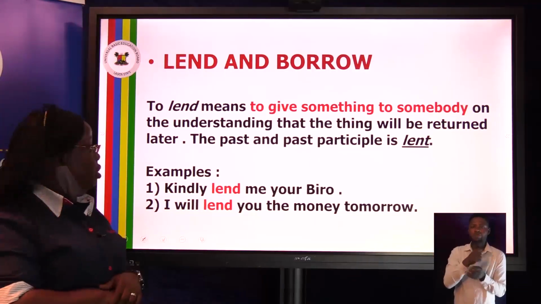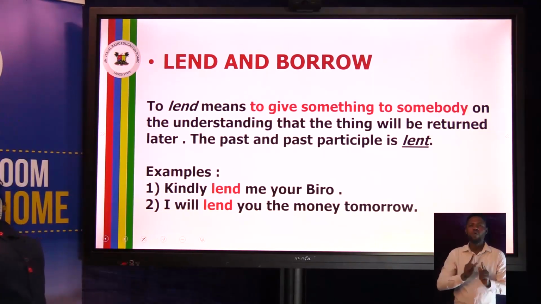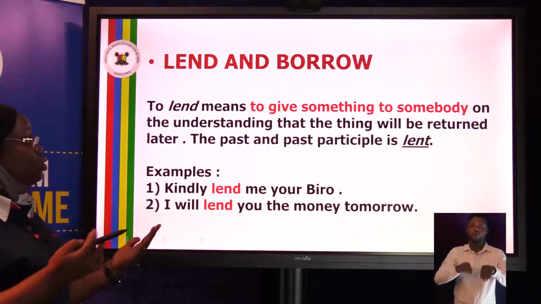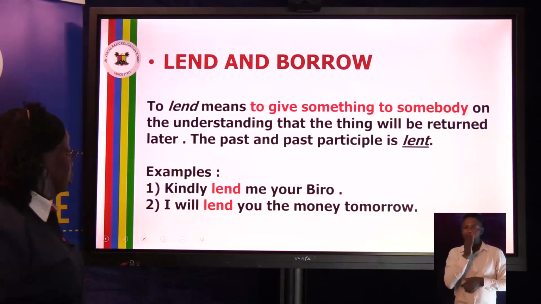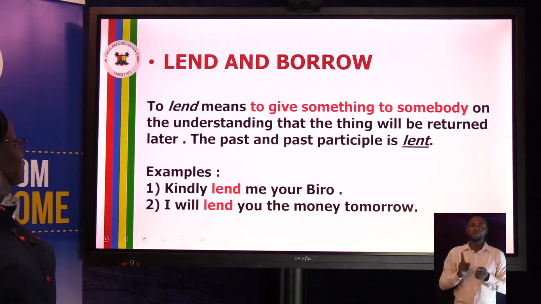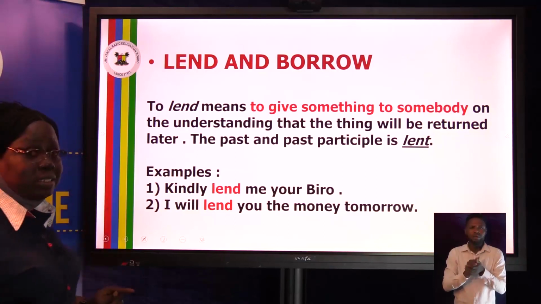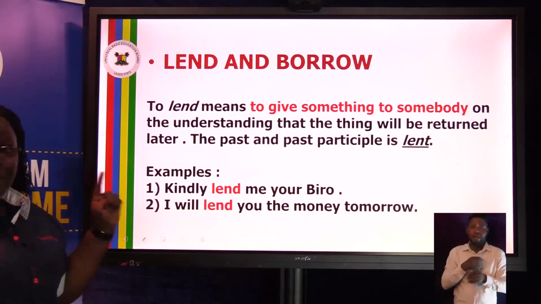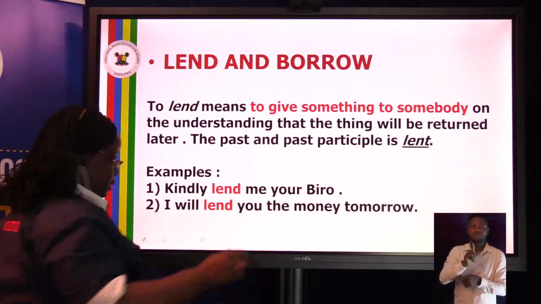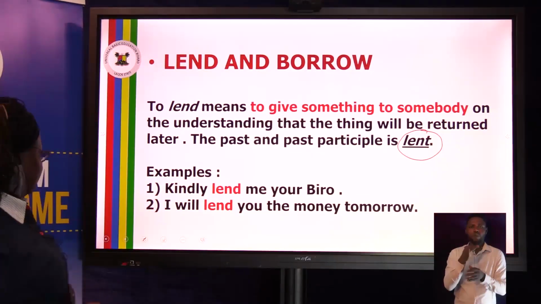Now, another confusing word is lend and borrow. What does it mean to lend? To lend means to give something to somebody on the understanding that the thing will be returned later. The past and past participle of lend is lent, L-E-N-T.